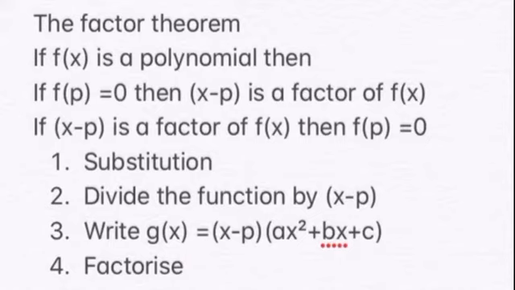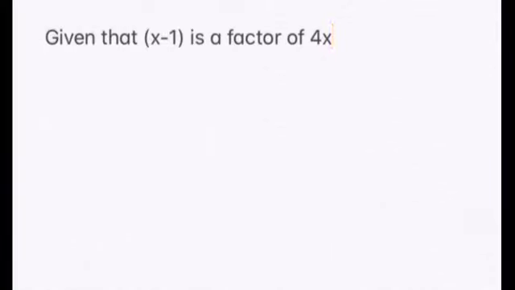First, you substitute values into the function until you find a value of p so that g of p equals 0. Then you divide the function by x minus p, and write g of x equals x minus p times ax squared plus bx plus c. This is actually a bit similar to the example that we did before. Then you need to factorize the quadratic factor, if possible, to write g of x as a product of three linear factors.